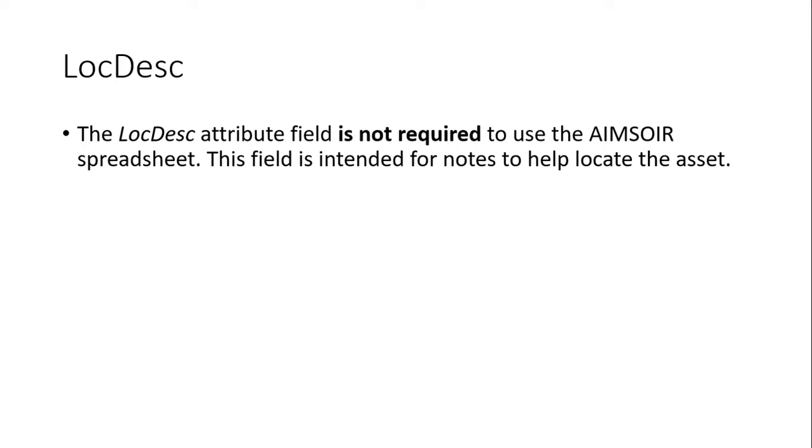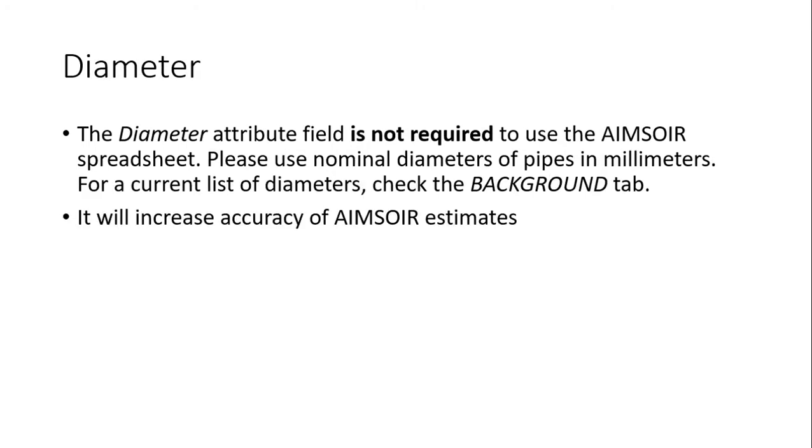Next field is loc_disc, which is short for location description. This is not required to use the AIMSOIR. It's intended for notes to help you locate the asset in the field. The diameter is not required for the AIMSOIR. This is for pipes. Please use nominal diameters in millimeters. For a current list of diameters, you can check the background tab. So even though it's not required, it will increase the accuracy of AIMSOIR estimates.